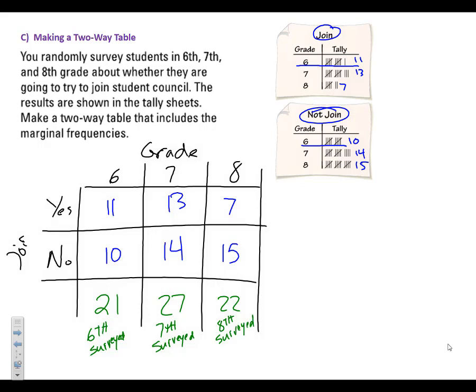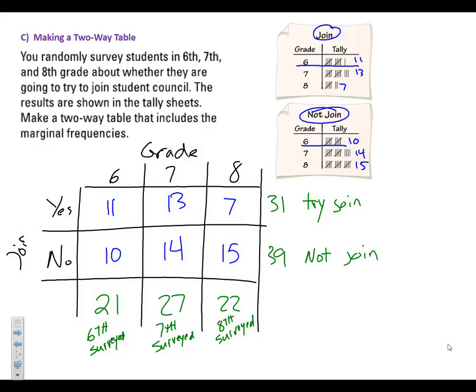Going across our rows, yes, going to try to join. 11 plus 13 plus 7, that equals 31, are going to try to join. And I count the no, 10, 14, and 15, that's a total of 39. No, not try to join. So they're not going to try to join.